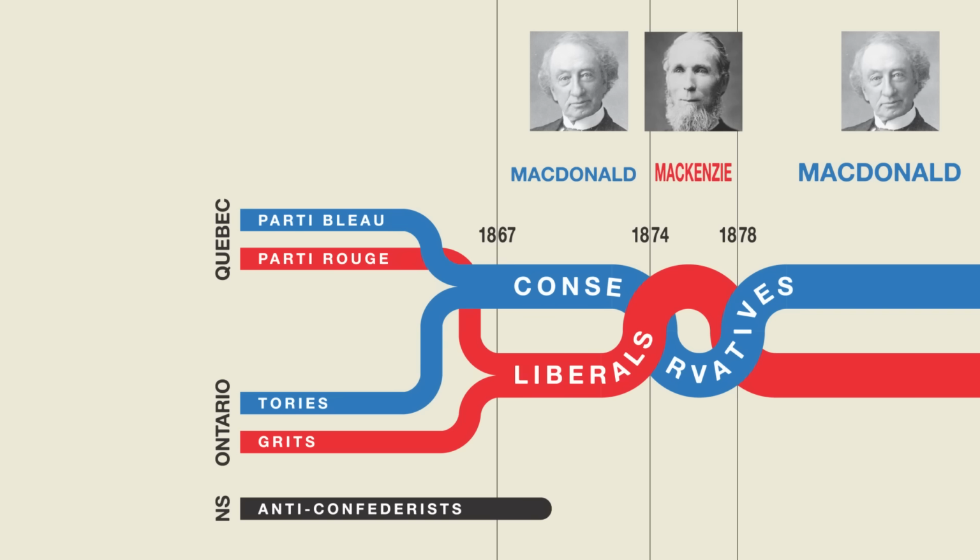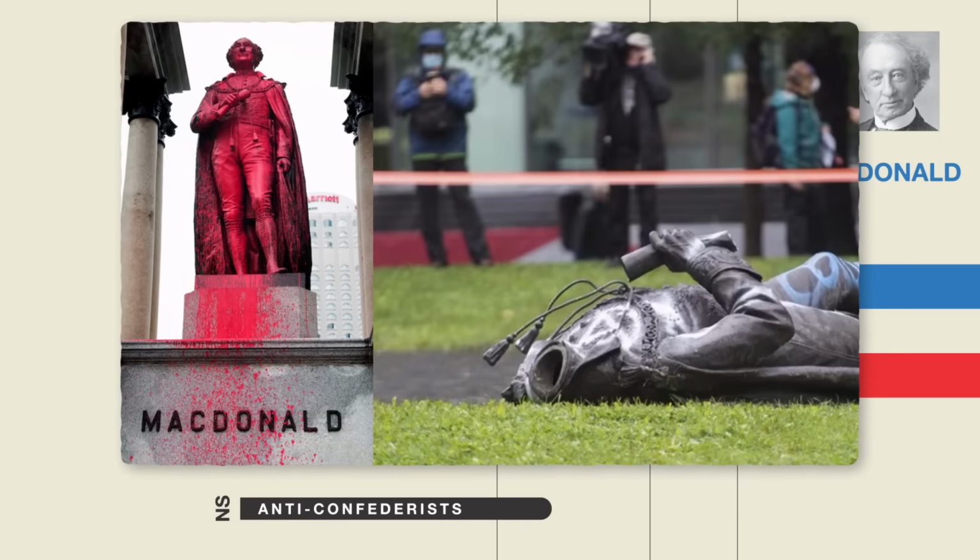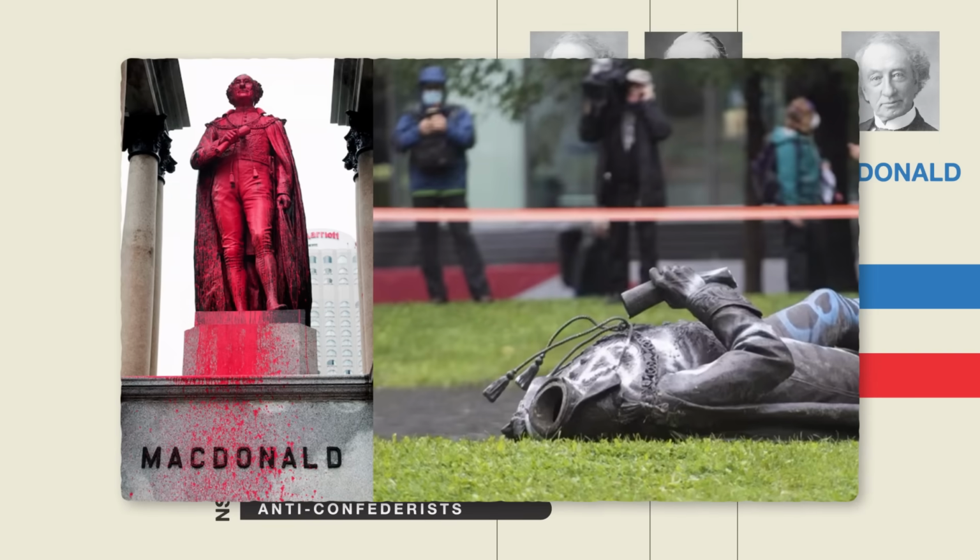Now, on this chart, the winning party is always shown on top. So, as you can see, it was the Conservatives who won the first election, with their leader, Sir John A. Macdonald, becoming Canada's very first Prime Minister. These days, he's a controversial figure because although he helped build the country, he was also responsible for creating the Indian residential school system, which has been described as an attempt at cultural genocide against Canada's Indigenous peoples.